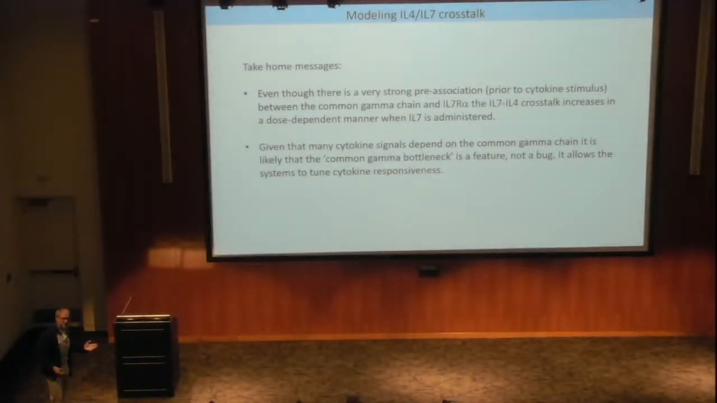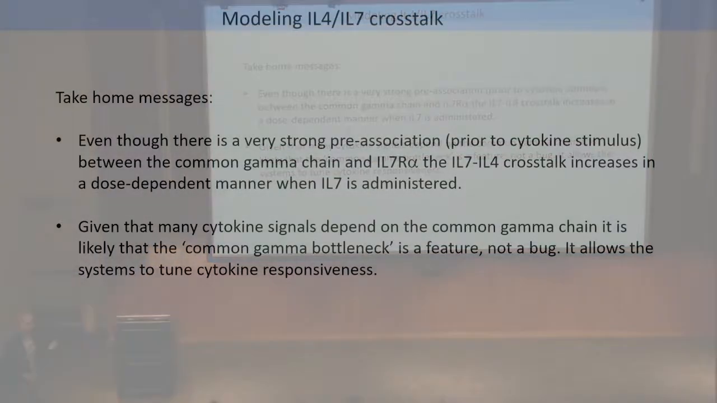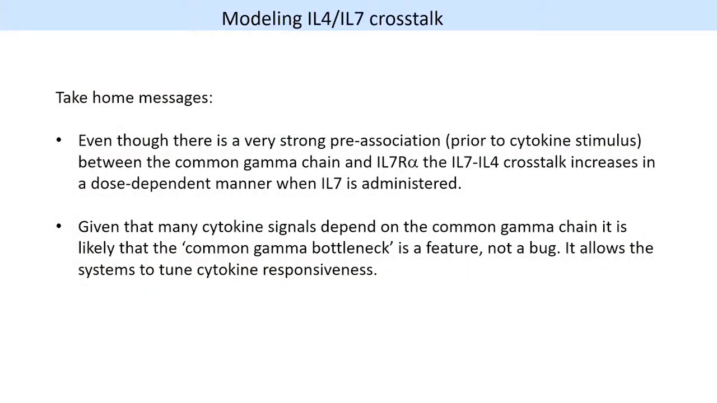So the take-home messages: even though there is a strong pre-association between the common gamma chain and the private chains, the system still responds to cytokine stimulation, which is kind of surprising, but which we could explain through the quantitative model. And second, if you think about it, there are only 500, 600 common gamma chains and 5 times more private chains. You might think this is some kind of a bug of the system, but it might be a feature because it allows these cells to tune their cytokine responsiveness.